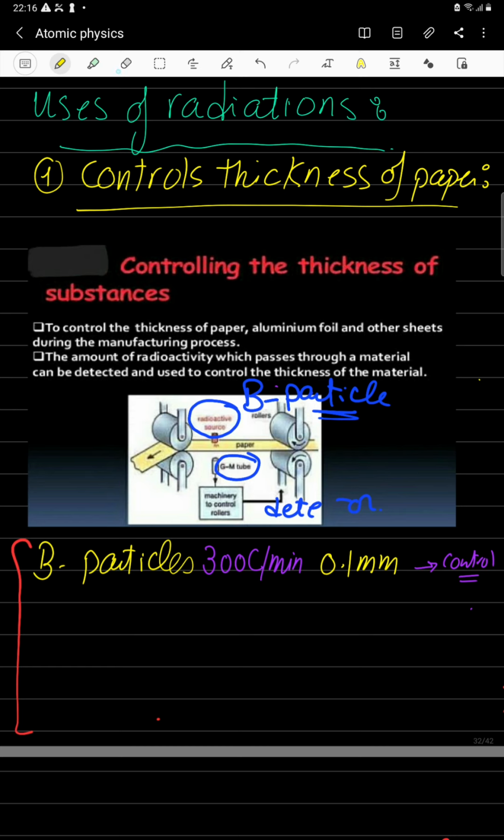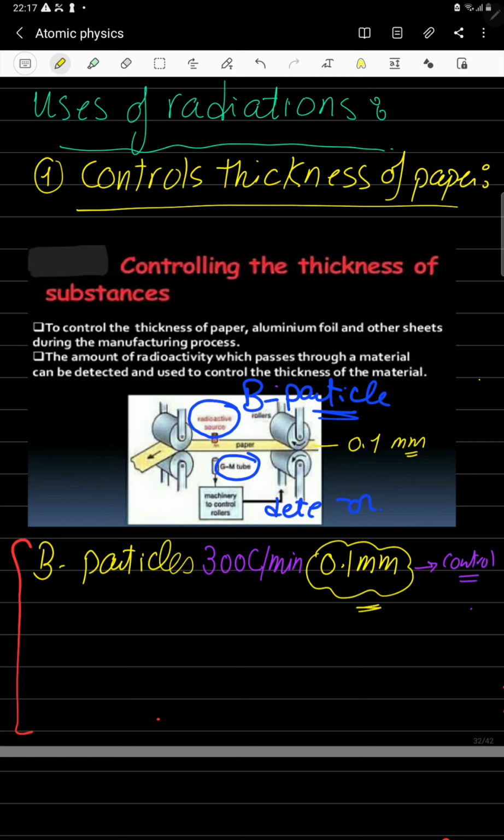Let's say if you are in the industry of paper and you want to make paper or foil, for example, and you want to make sure that the thickness of the paper that is coming out of your factory is 0.1 millimeter. How can you check that every single paper coming out has a thickness of 0.1 millimeter? Okay, you start by placing the paper that have the correct thickness. This is the paper that has thickness of 0.1 millimeter.